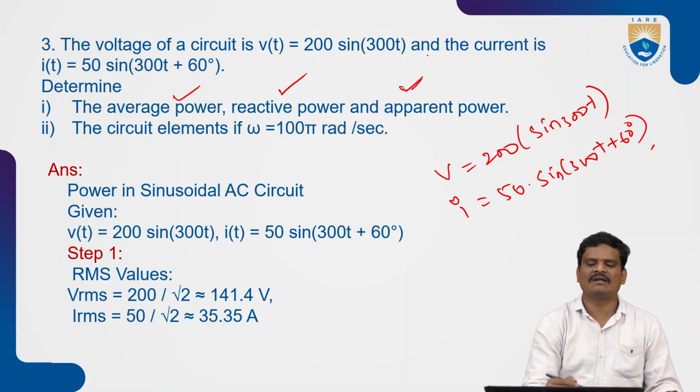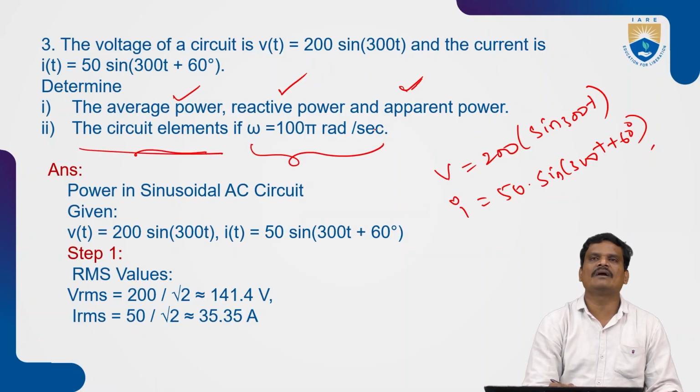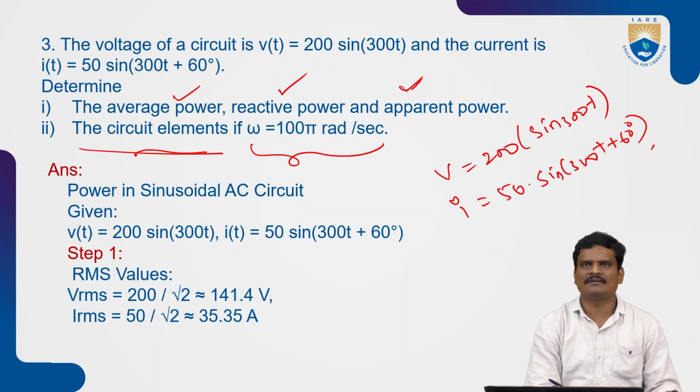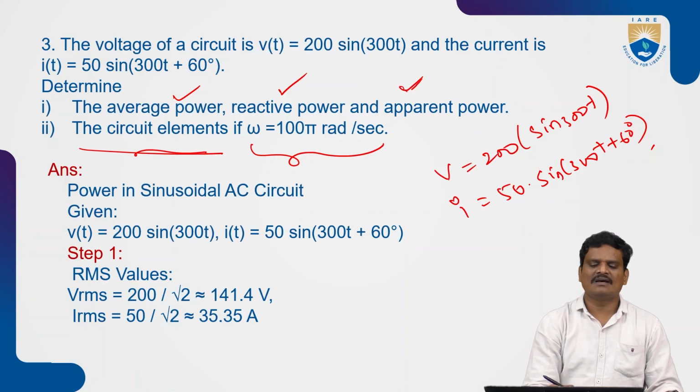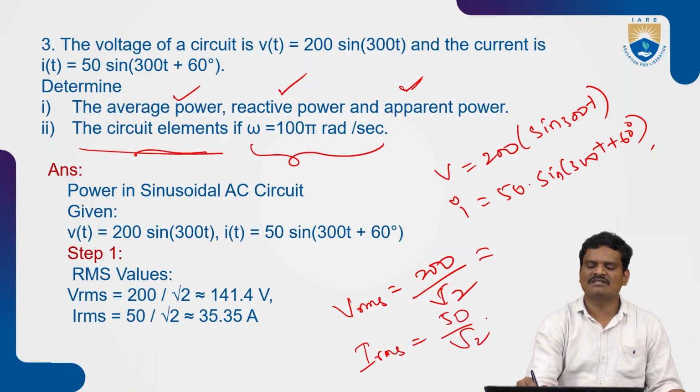And you need to calculate the circuit elements when the value of omega is given as 100 pi radians per second. The value of RMS voltage is given as how much? Vrms equal to 200 by root 2, that is Vm by root 2, where Vm is the maximum voltage in Vm sin omega t. The value of this particular Vm is given as 200. So 200 by root 2 gives you the RMS value of voltage. Similarly, the RMS value of current is 50 by root 2.